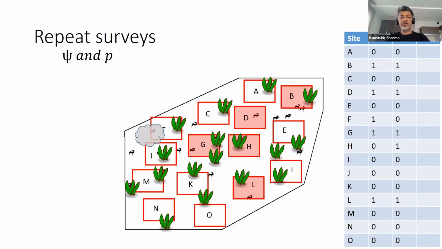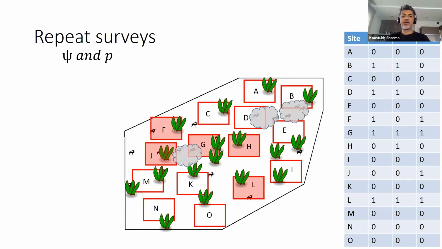Now I go back to the same sampling unit the third time, and this time, again, for some reason, maybe it's raining, or maybe the animal's sleeping, or maybe the animal's just quietly moved away, or something has happened. This animal's just not visible, right?